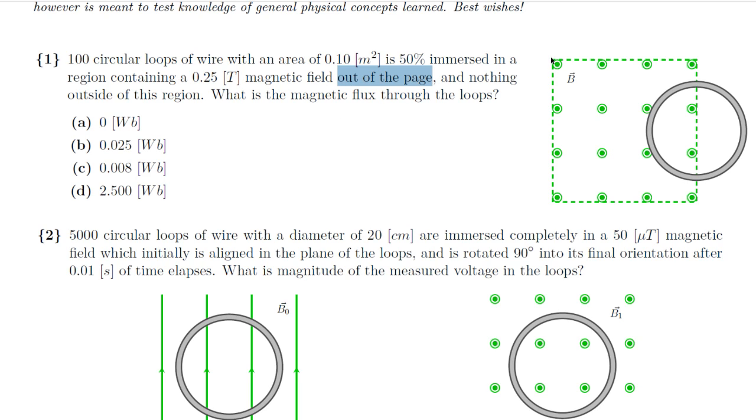So what we mean is there's this region I've boxed in right here, and there's a magnetic field inside of it, and there's no magnetic field outside that box. Now this loop here is a circular loop, but only 50% of its area is inside of that box. So half of it contains magnetic field and half of it doesn't contain any magnetic field. We want to find what the magnetic flux through the loops are.